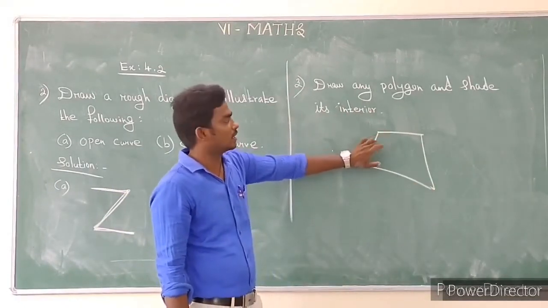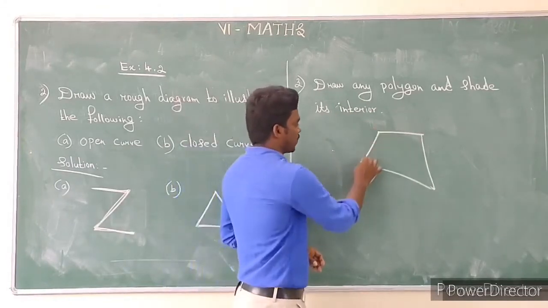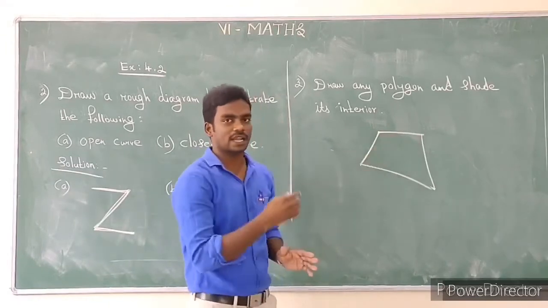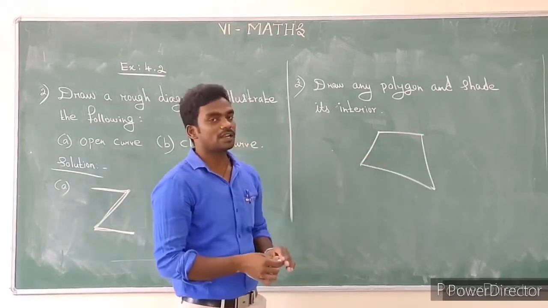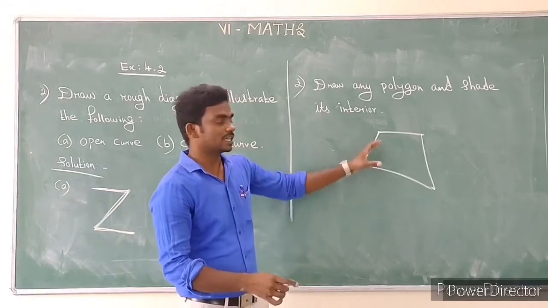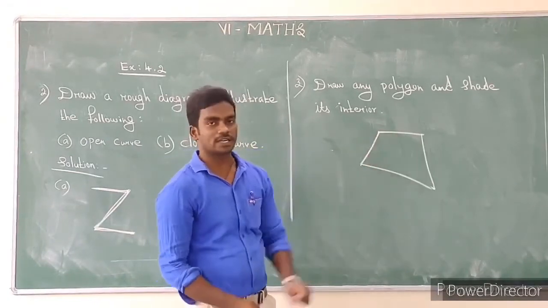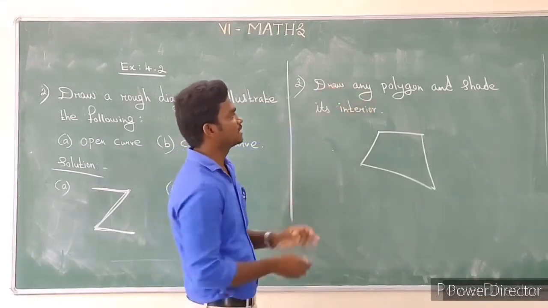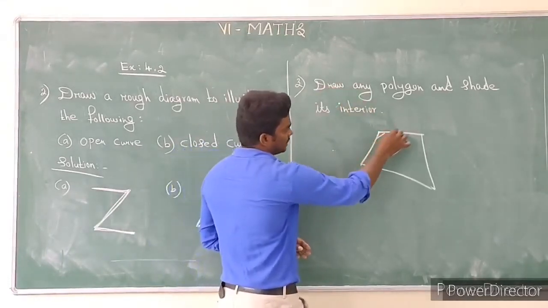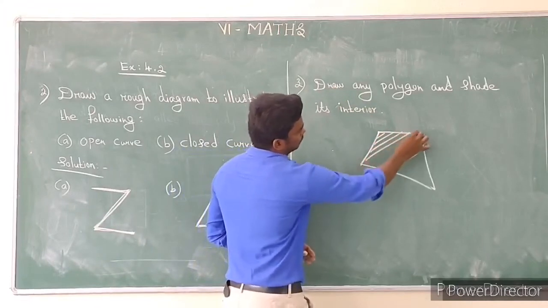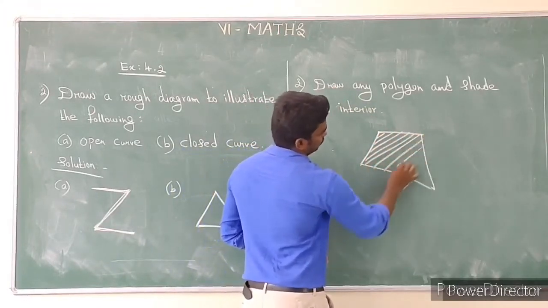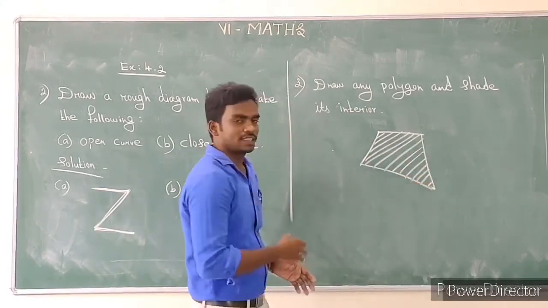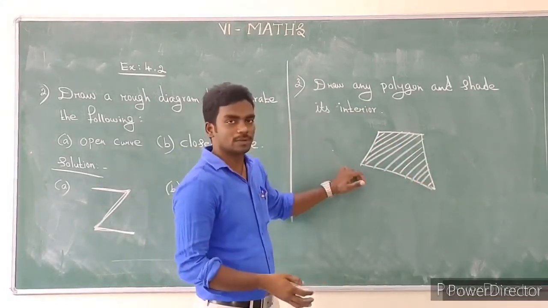Yes, this quadrilateral is a polygon because the square pattern is a simple closed figure made up of only line segments. What is a polygon? A polygon is a simple closed figure entirely made of line segments. So this square pattern is a simple closed figure. It is a polygon. Draw any polygon and mark its interior. We want to mark this interior. You can draw any other polygon and mark its other interior points, right?